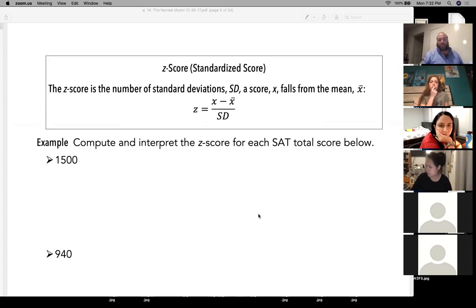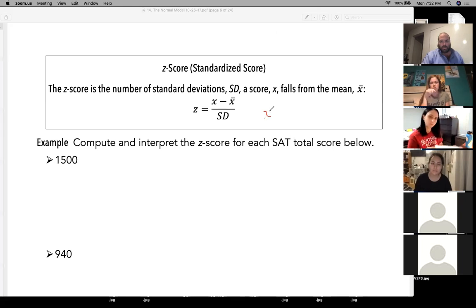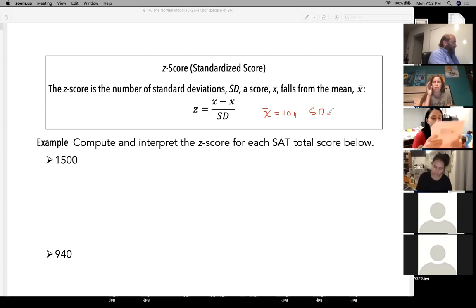The formula for a z-score: you take your data point, whatever it is, and the last example was like 1,000. You subtract the mean, and you divide by the standard deviation. So let's do an example from the situation that we just did, where the mean was 1,011 and the standard deviation was 216.